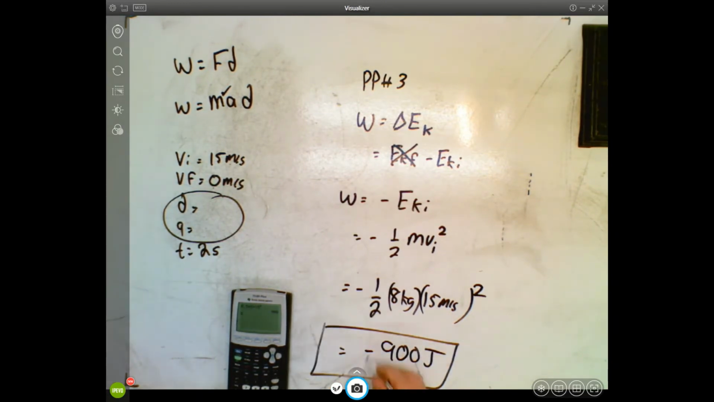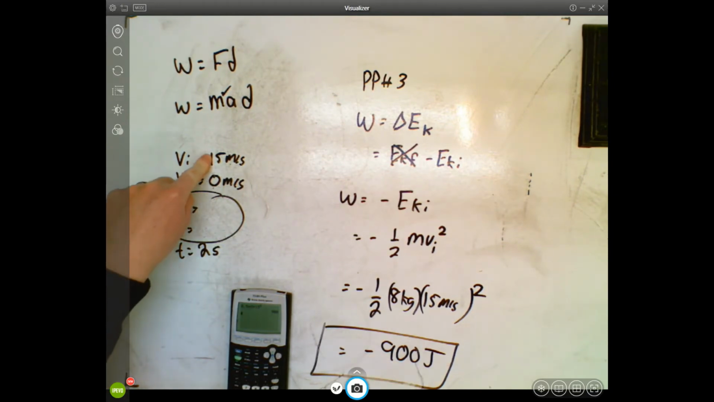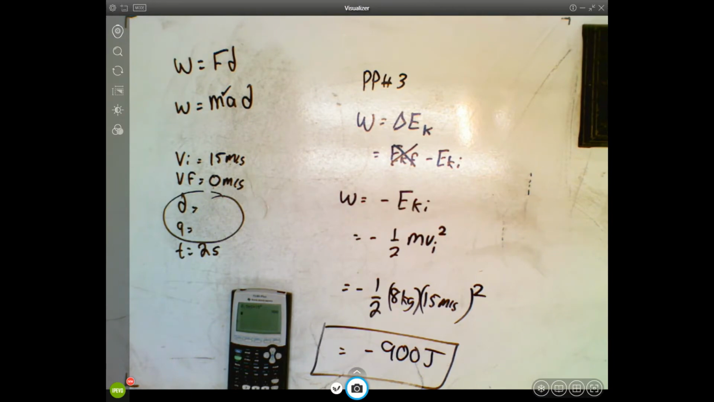All that negative means is if we start with kinetic energy and we end with no kinetic energy, friction is going to take it away. Every time you do a question where friction is the thing doing the work, it's always going to be negative because friction always takes away your energy. You can finish this problem the other way, give it a go, and you'll get 900 as well. If you find your acceleration and your distance using two different formulas, you'll be able to get 900 joules. It's just a little bit more work.